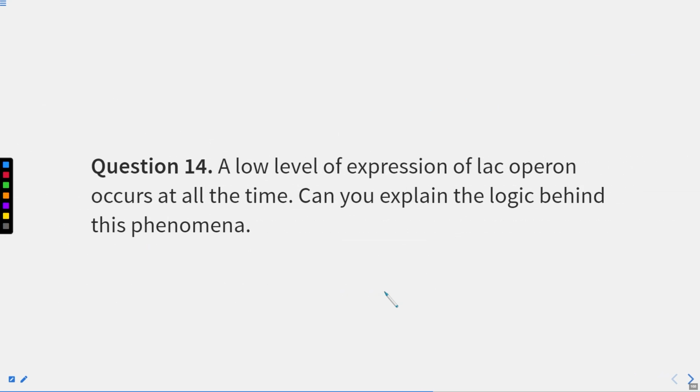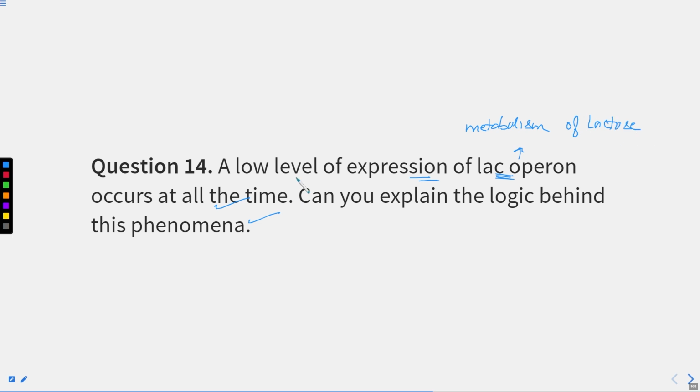Now moving on to the next question. A low level of expression of lac operon occurs all the time. Can you explain the logic behind this phenomenon? Why does the low level of expression of lac operon occur all the time? So the lac operon helps in the metabolism of lactose.